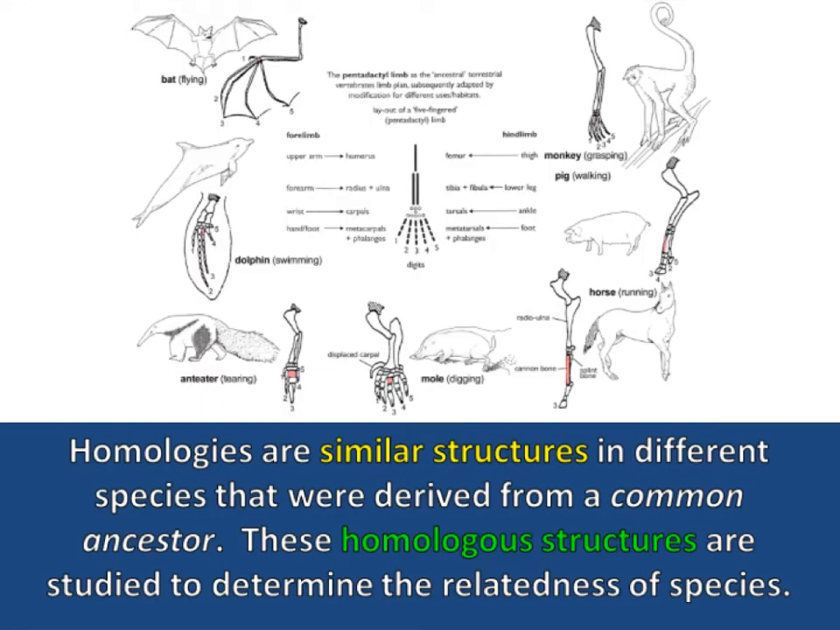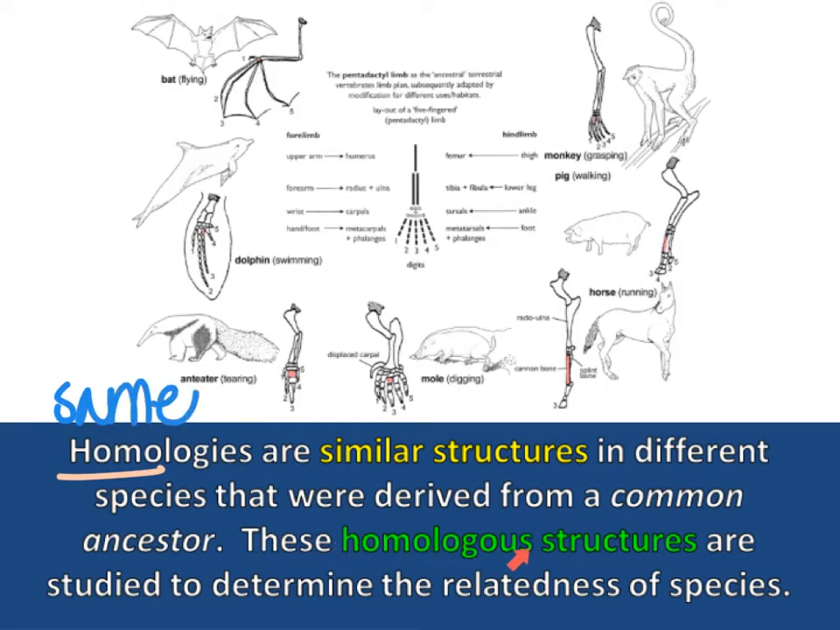We just got done talking about fossils. Let's move on to the next type of evidence that scientists look at. Let's talk about homologous structures. Homologies are similar structures in different species that were derived from a common ancestor. Remember, the prefix homo means same. Just in case you forgot, homo means same.